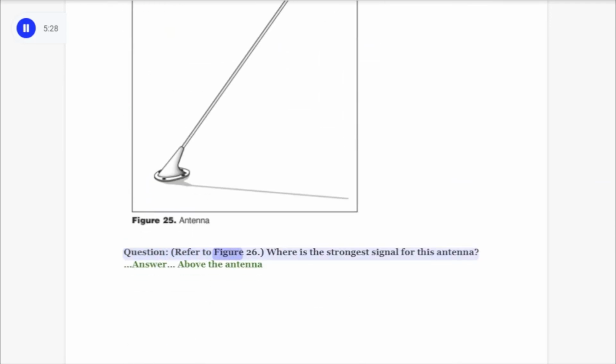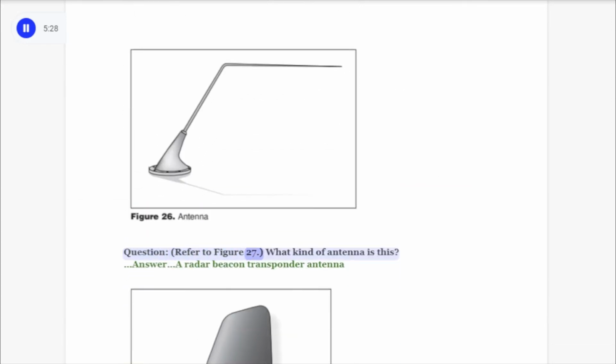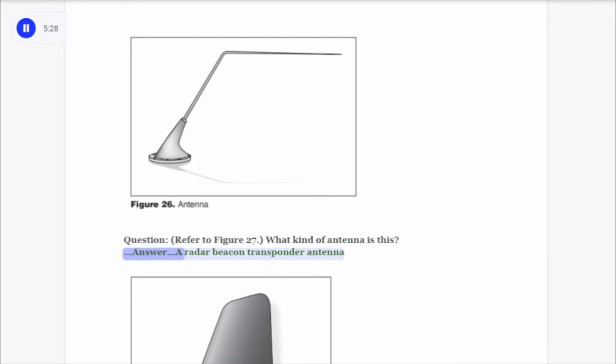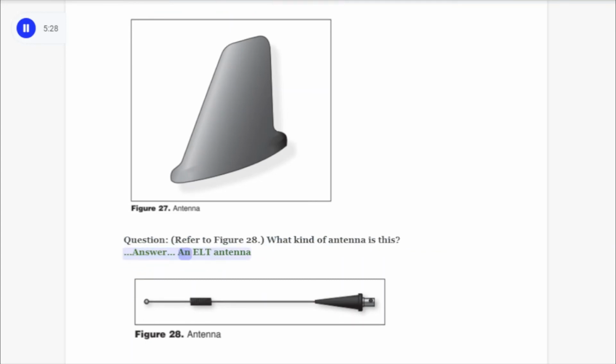Question: refer to Figure 26. Where is the strongest signal for this antenna? Answer: above the antenna. Question: refer to Figure 27. What kind of antenna is this? Answer: a radar beacon transponder antenna. Question: refer to Figure 28. What kind of antenna is this? Answer: an ELT antenna.